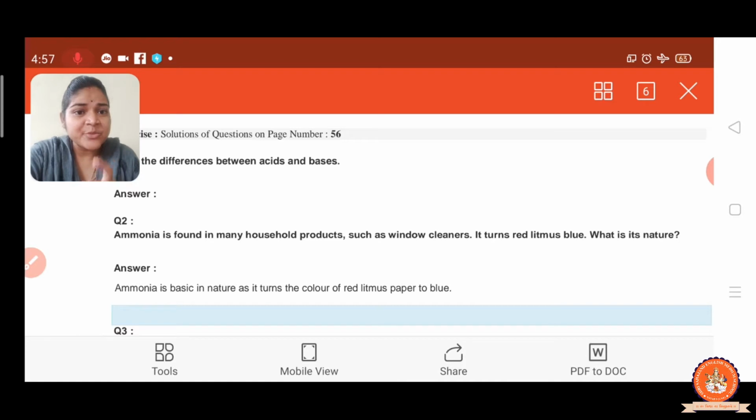So the answer is: ammonia is basic in nature as it turns the color of red litmus paper into blue. If blue litmus paper turns red, it means an acidic solution, but here red litmus paper turns blue, it means it is a basic solution. So that's why the answer is: ammonia is basic in nature as it turns red litmus paper into blue. Clear about that? Now move forward.